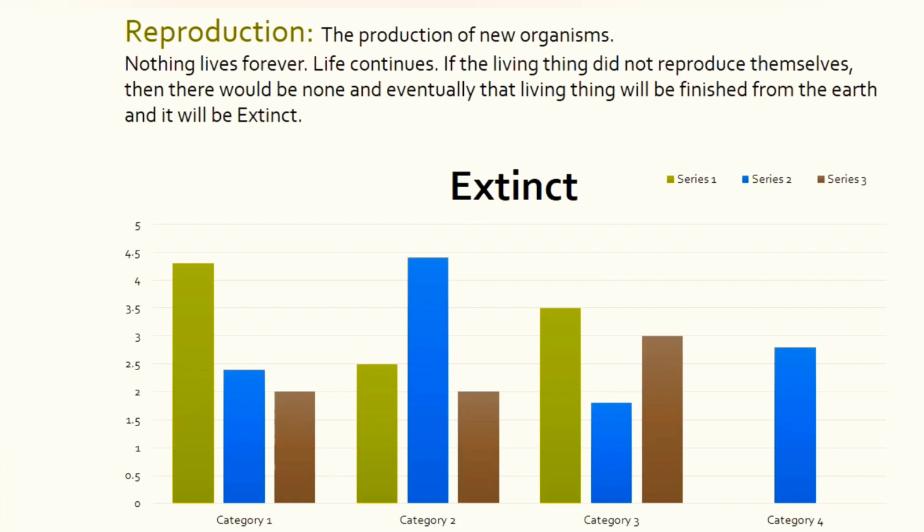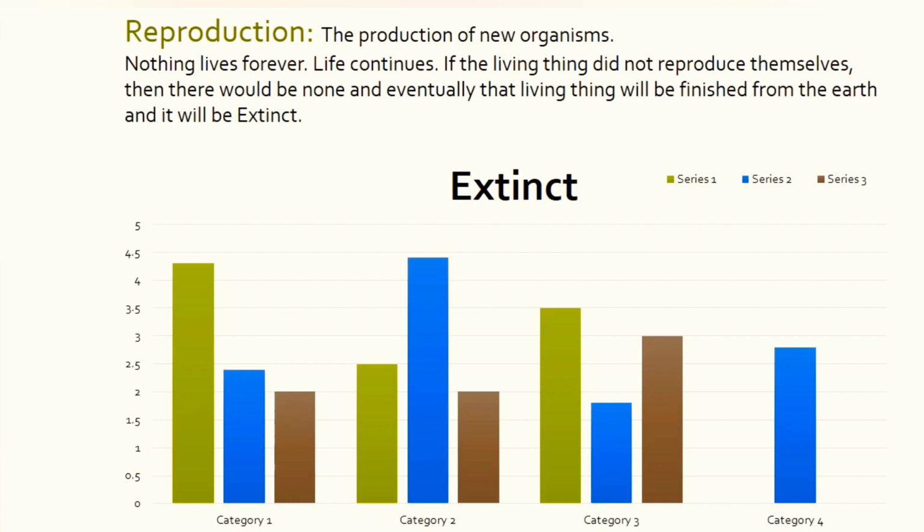Reproduction of new organisms. What is reproduction? The production of new organisms. Nothing lives forever. Life continues. How can it be continuous? If the living things reproduce. But on the other hand, if the living things did not reproduce themselves, then there would be none of them, and eventually that living thing will be finished from earth and it will be called extinct.